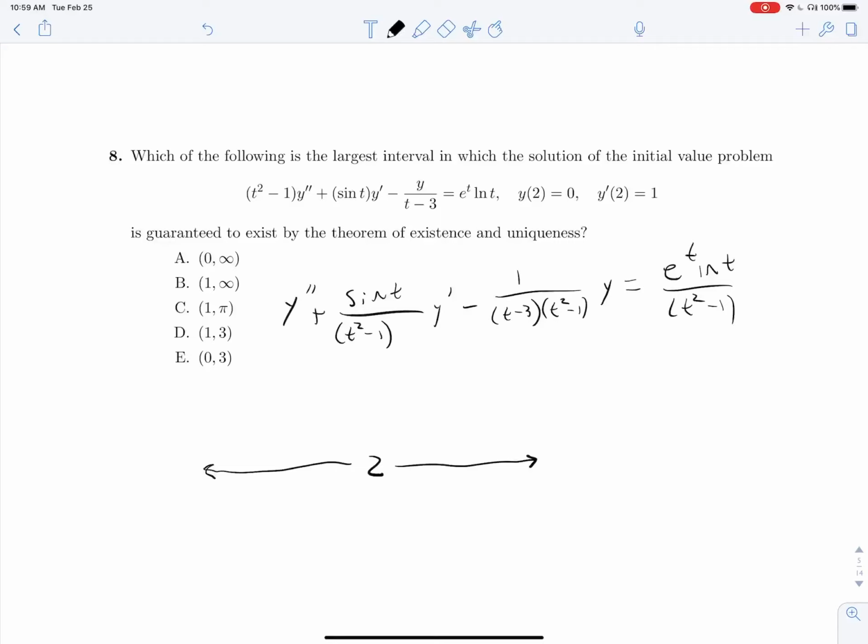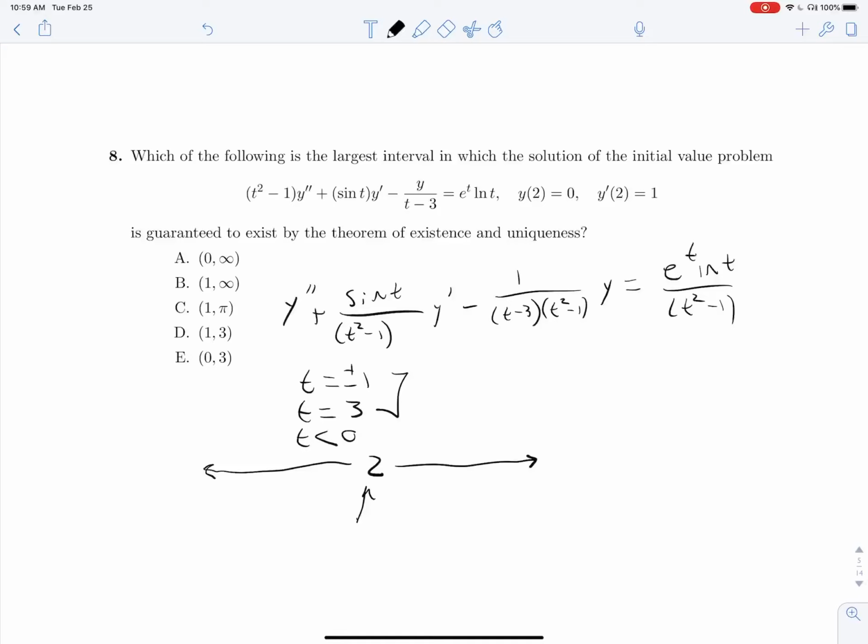And we'll see that we have a discontinuity when t equals plus or minus 1, when t equals 3, and when t is less than 0. That's coming from our ln t up here, and I'm getting these other two conditions from that term and that term, respectively.